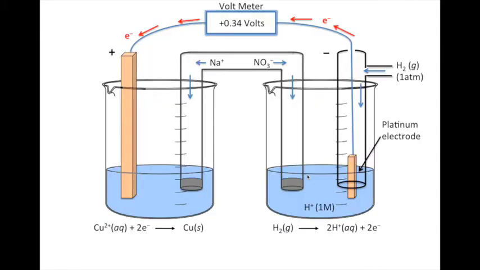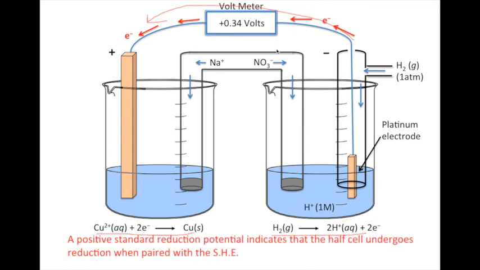Let's look at another example to help illustrate this. Let's say we wanted to measure the standard reduction potential of the copper half reaction. We would again pair that copper half reaction up with the standard hydrogen electrode. We'd connect the two half reactions to make a galvanic cell. In this galvanic cell, however, the electrons will spontaneously flow from the hydrogen to the copper. So this tells us that the copper has a greater, more positive standard reduction potential than the hydrogen.